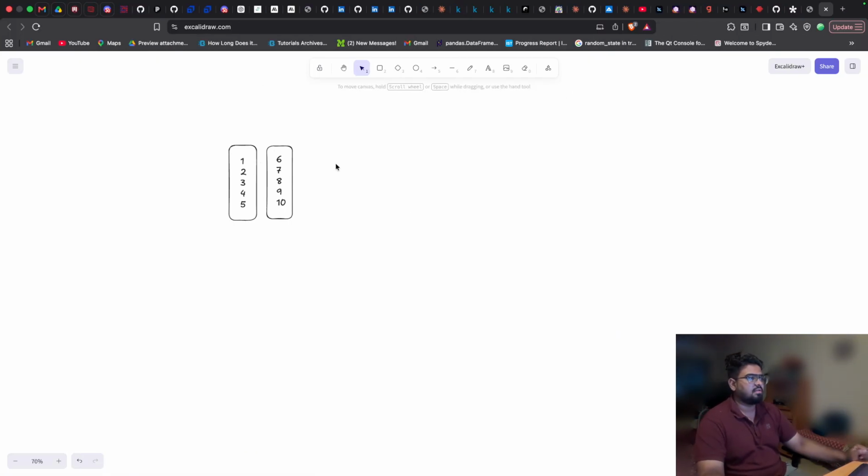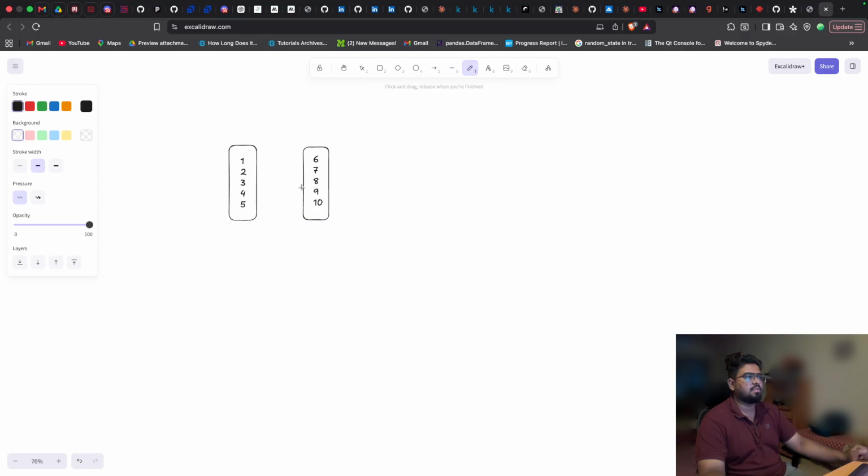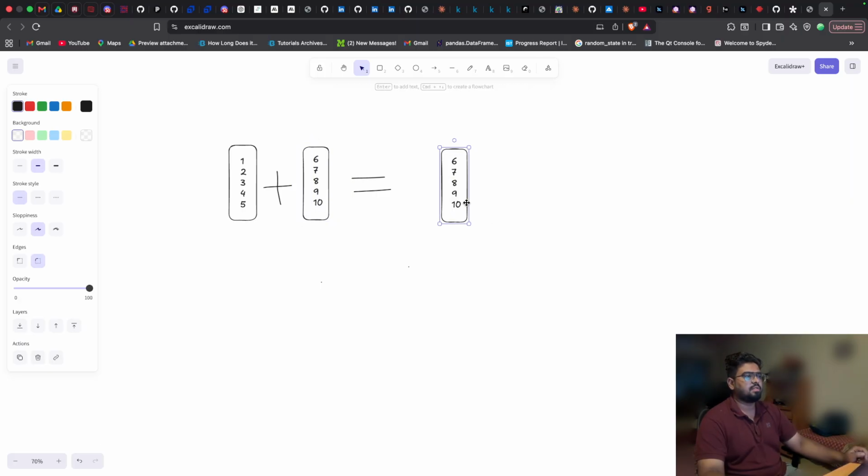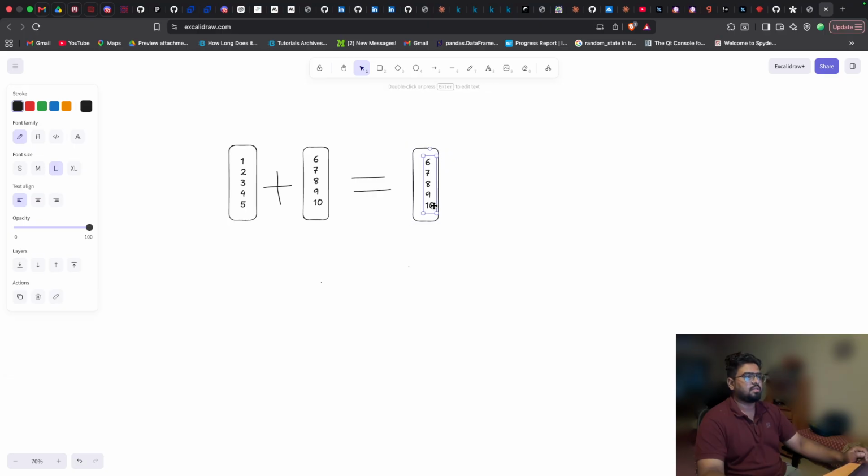So what is happening is, when I do the summation of these two arrays, I add them up and get some values. Let's copy and paste the same thing here, and change the values to the summation. So first would be 7, then 9, then 11, then 13, and this is 15. So this is the result.